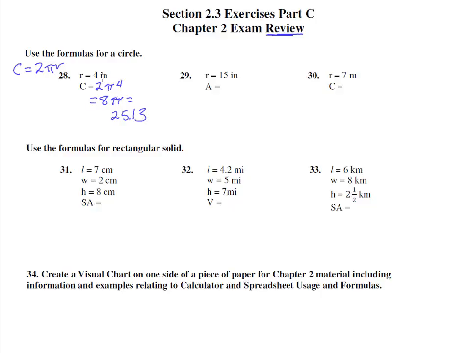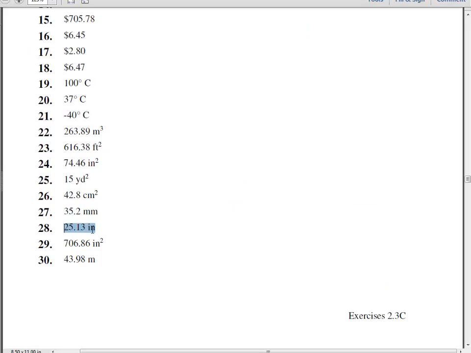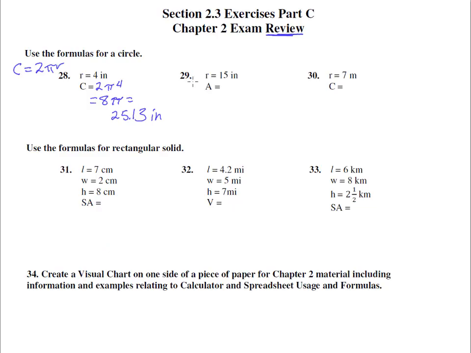And is this in inches? Yeah, circumference is the measure around. It's a perimeter of a circle, and so this would just be in inches. So you could have 8 pi inches or 25.13 inches. Let's check our answer. 25.13 inches. Correct. Number 29. The radius is 15 inches.